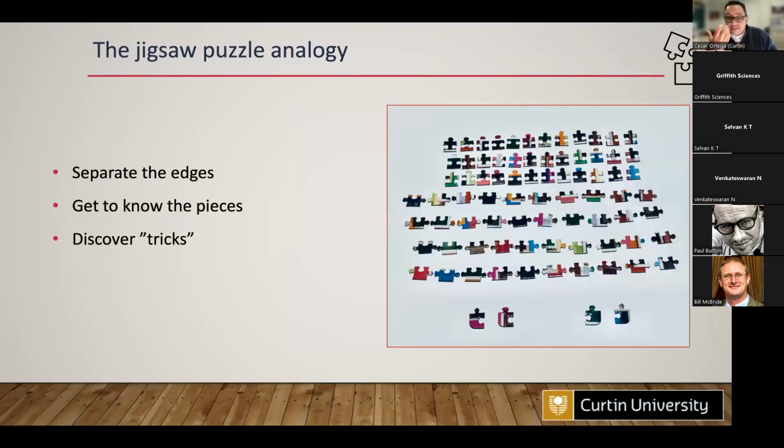Separate the edges, get to know the pieces, discover tricks, right? So I personally like putting jigsaw puzzles together a lot, and this is one of the things I do to put together the edge. I separate the edges before, and then I orientate all the pieces in the same way. That way, I turn a 2D problem into a 1D problem. All I have to do is find the right place in a line, right? And then all I have to do is rotate the lines and I get my edge. So that's a trick I discovered by putting jigsaw puzzles together, right?